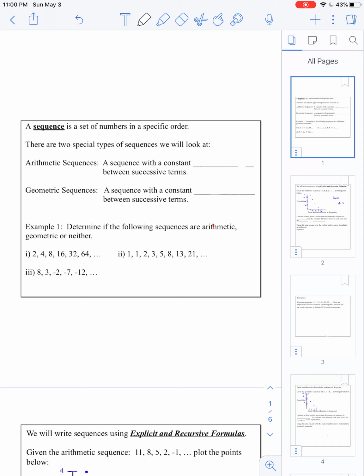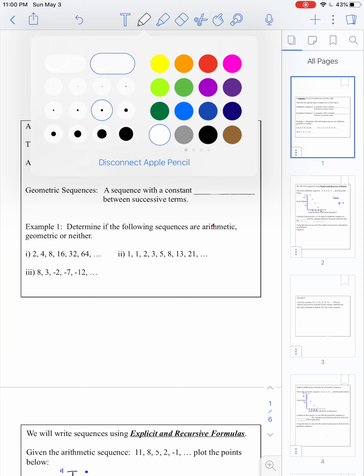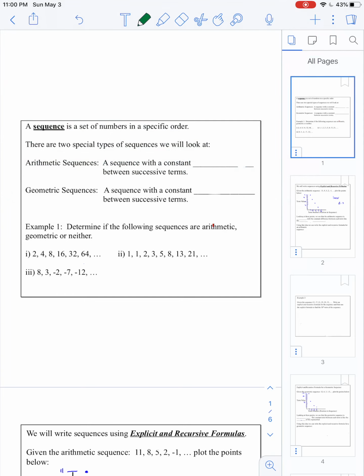So hopefully you were able to take a look at some examples on the agenda before the video, where you might have noticed there were some examples of just finding patterns. And so a sequence is just a pattern of numbers. It says here that a sequence is a set of numbers in a specific order, meaning that there's some pattern to it. There are two specific types of sequences that we want to take a special look at. You should have seen these back in algebra, but I know it's been a while. Those were arithmetic sequences.